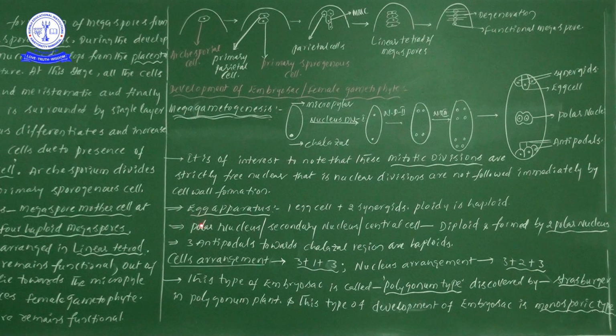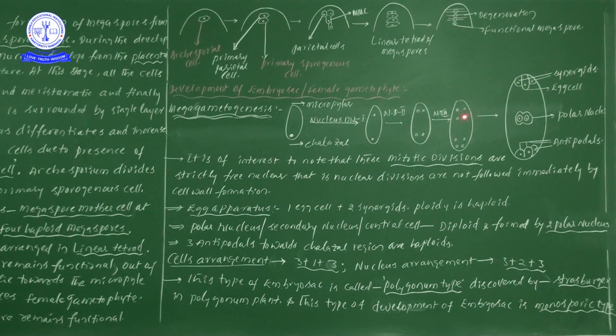Now let me conclude this video. The egg apparatus means one egg cell plus two synergids. The egg cell and the two synergids are haploid. Haploid means just one set of chromosomes is present. Next point: the polar nucleus, or secondary nucleus, or central cell, is diploid, meaning two sets of chromosomes are there. It is formed by two polar nuclei.